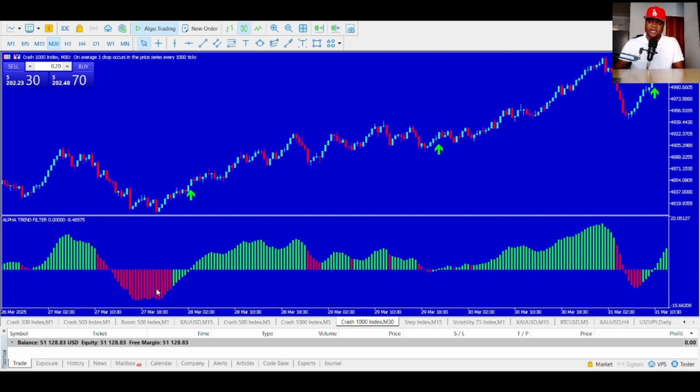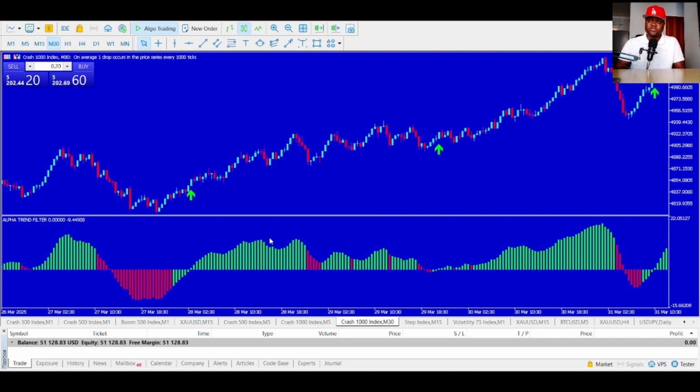So it has red bars, this histogram, and these lime bars. So these bars, when they are lime like this, it indicates that we are in an uptrend. Like what I mentioned, you can use it on any time frame. So when it's lime, it means we are in an uptrend. We can look for buying opportunities. When it's red like this, you can now look for selling opportunity, because the trend will be bearish, we will be in a downtrend.